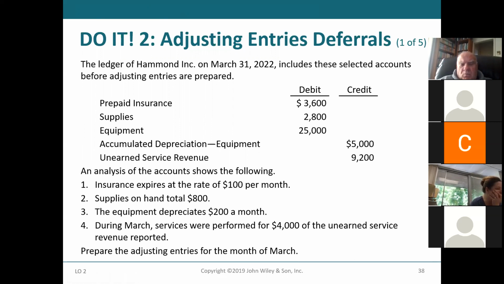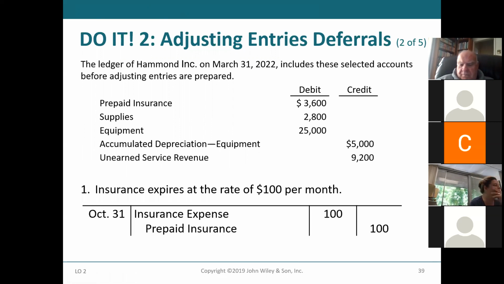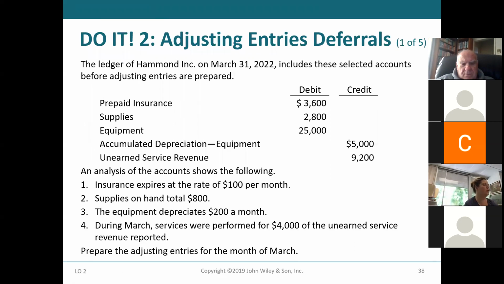Insurance expires at $100 per month. Supplies total $800. Our depreciation is $200, and they did $4,000 worth of that $9,200 work. Prepare the adjusting entries, okay? Maybe take out a piece of paper now and maybe even write it down. I'm going to have you write it down as we do them.